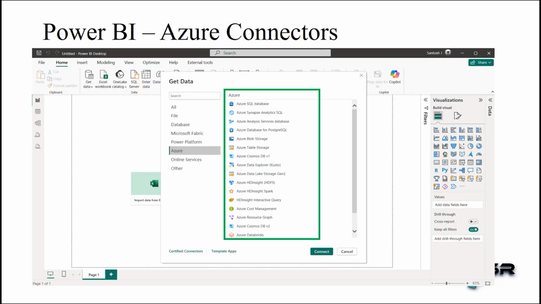To get started, if you are connecting to Power BI and you go to the Get Data option, these are the options available with respect to Azure. There is a separate connector category called Azure, where you can see connectors like Azure SQL Database, Synapse, Blob Storage, Table Storage, Cosmos DB, Data Explorer, and HDInsight. You can also connect your Databricks Delta tables. So there are a lot of features that you can see here when you're connecting with Azure. And as I said, Azure is a Microsoft product, and Power BI is also a Microsoft product, so it provides native connectors.